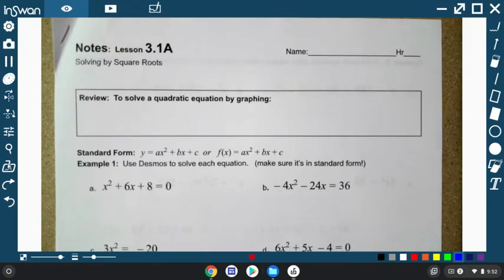Welcome class to lesson 3.1a. Today we're going to talk about solving quadratics by using square roots.